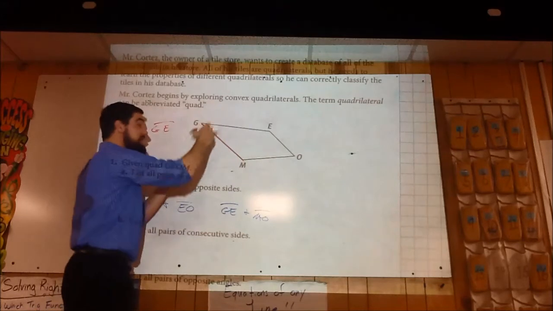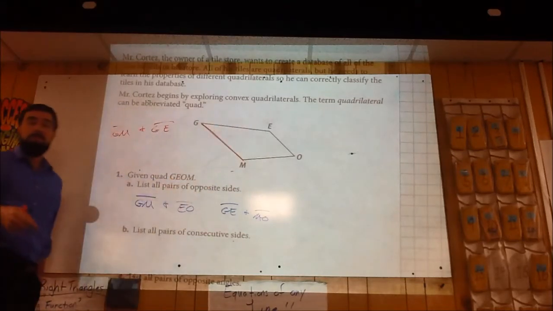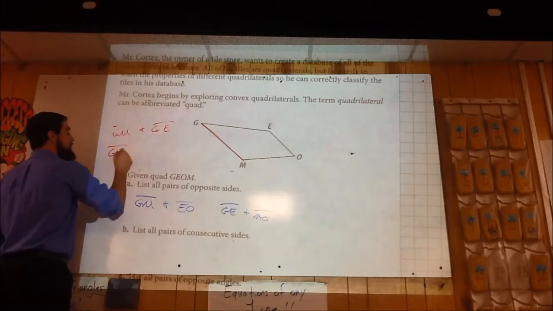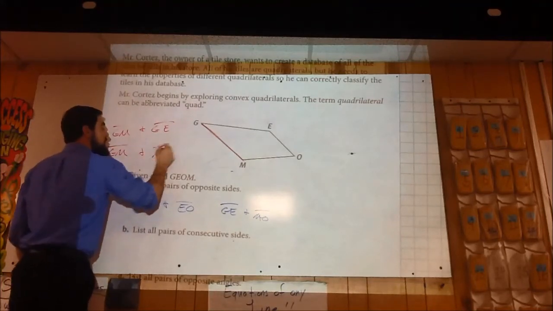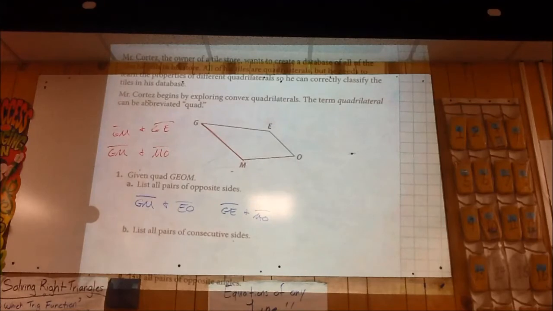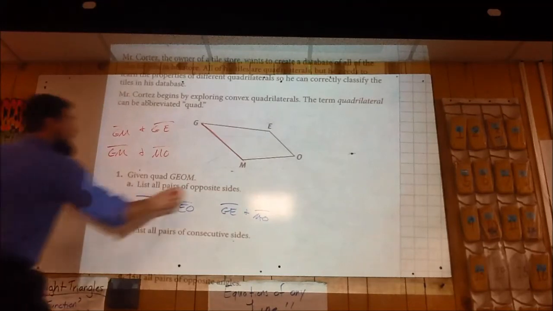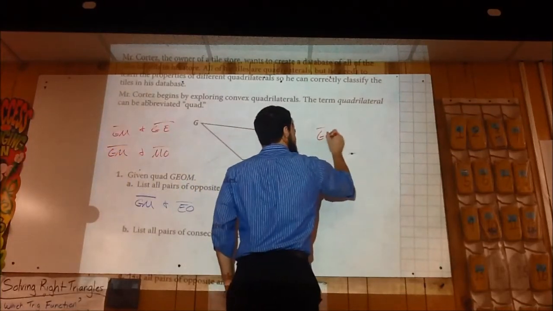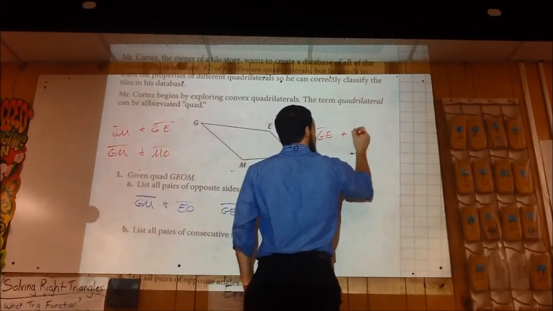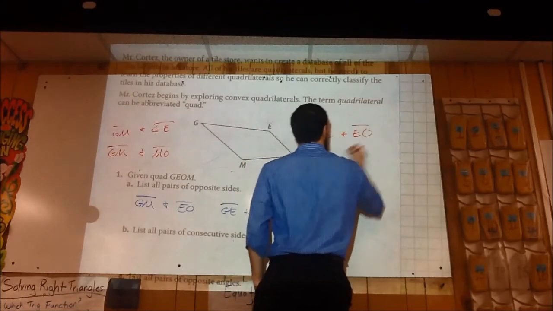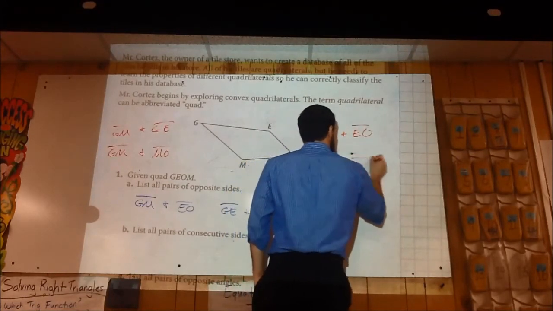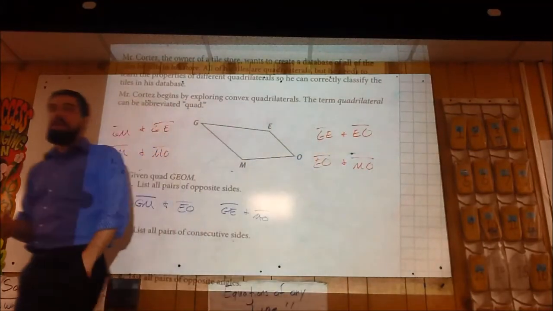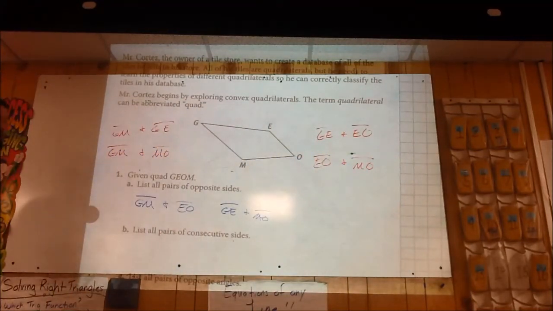It's right after it if you're going in the clockwise manner. But if you're looking at segment GM, well, you can also consider segment or side MO to be consecutive as well. You would just be going in a counterclockwise manner. Those are two pairs of consecutive sides. There's two more pairs. You got those, and then you have segment GE and segment EO, and you also have segment EO and segment MO. So in red ink, those are your four pairs of consecutive sides.